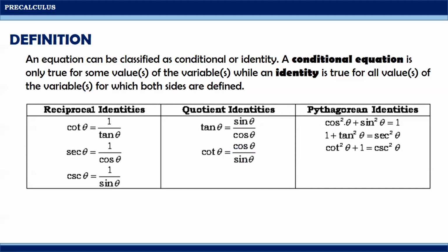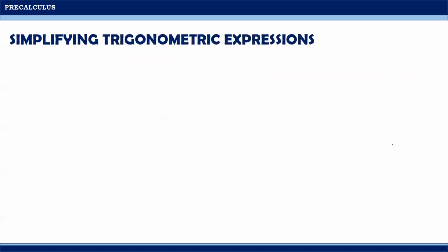We have cosine squared theta plus sine squared theta equals 1. 1 plus tangent squared theta equals secant squared theta. And finally, we have cotangent squared theta plus 1 equals cosecant squared theta. We will be using these fundamental identities in simplifying some trigonometric expressions.